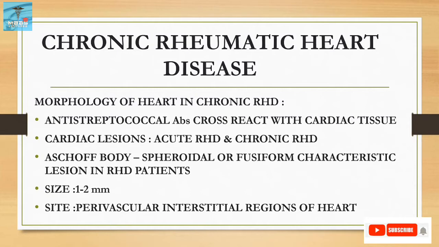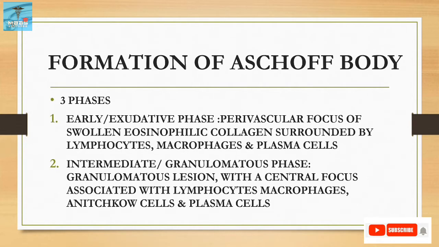ASHF body is nothing but a spheroidal or fusiform characteristic lesion in RHD patients. It has a size of 1 to 2 mm and is present in perivascular interstitial regions of the heart. Then, about formation of ASHF bodies. It has three phases. The early exudative phase. Here, the perivascular foci of swollen eosinophilic collagen are surrounded by lymphocytes, macrophages and plasma cells.